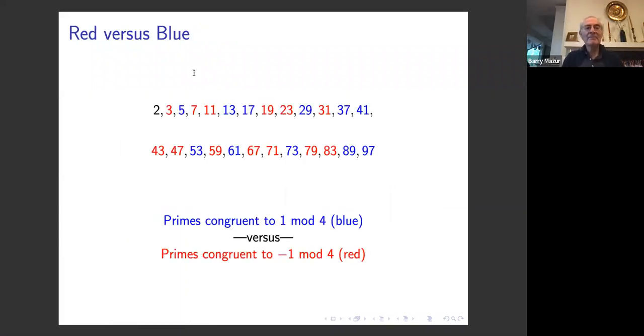So there's red versus blue. So here are the primes less than 100 and colored appropriately, and of course 2 is out of the game. But 3 is congruent to -1 mod 4, and so it's red. 5 is congruent to +1 mod 4, so it's blue. 7 is red, 11 is red, and so on. So that's the race. Primes congruent to 1 mod 4, the blue ones, versus primes congruent to -1 mod 4.